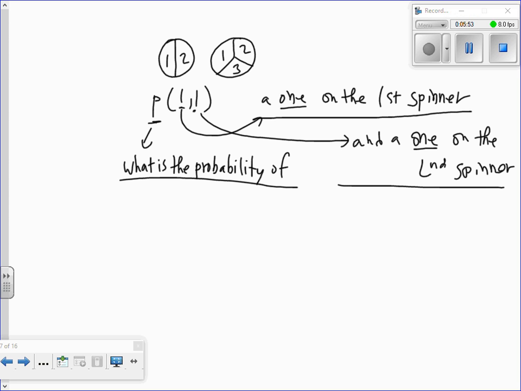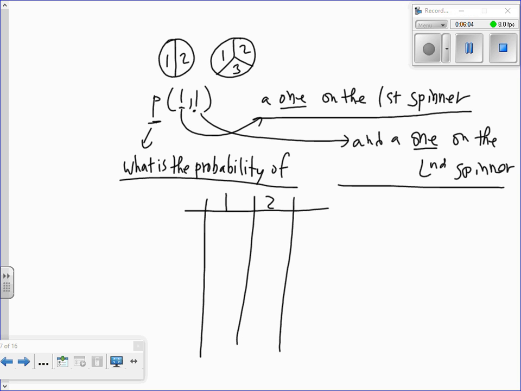So what you learn to do in grade 7 is make one of two things. You can either make a tree diagram or you can make a table. Since we're dealing with two events, I'm going to make my table. Up top here, I'm going to put my first event, which is either a 1 or a 2. And down the left-hand side, I'm going to put my second event, which is a 1, 2, or a 3.